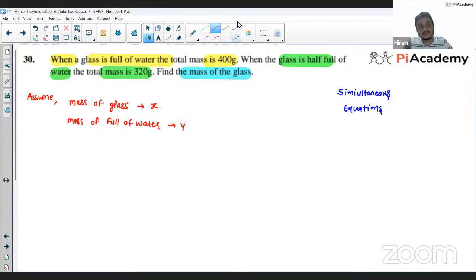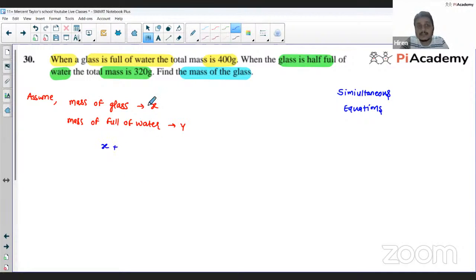Now read the question. As per the question, when a glass is full of water, the total mass is 400 grams. So it means the glass is always there, and it's always full. The mass of the glass will remain the same, whether it is half or full, because the glass weight remains the same. So here the X will always be there.